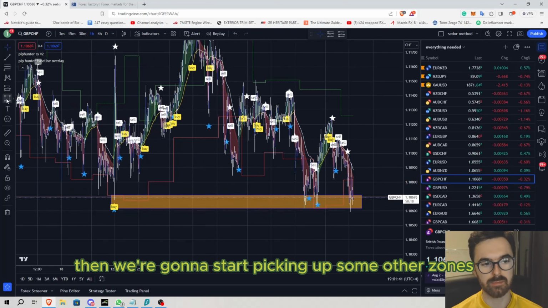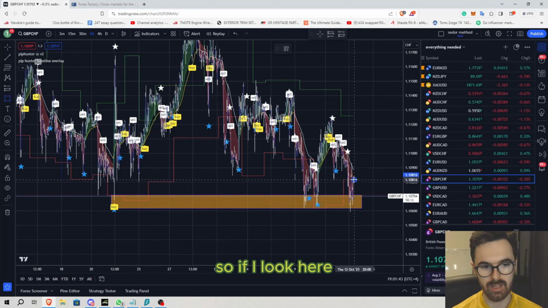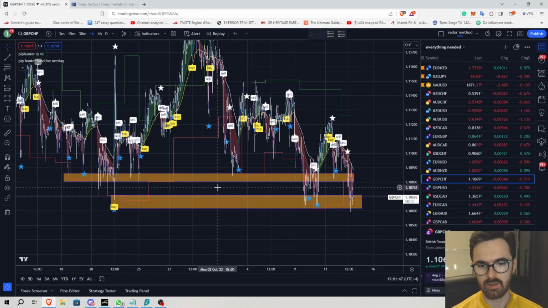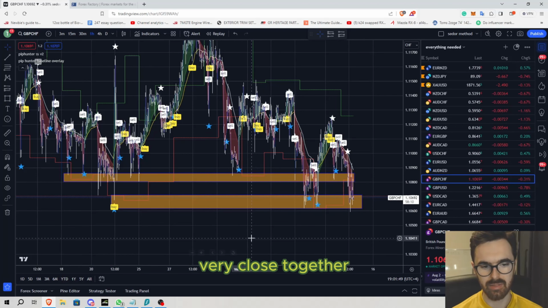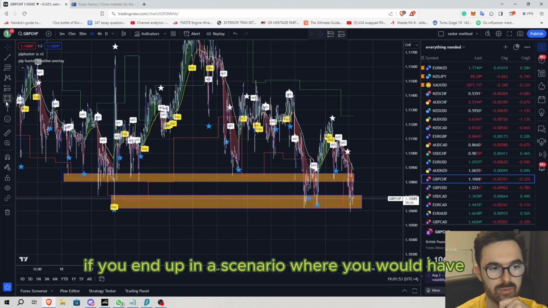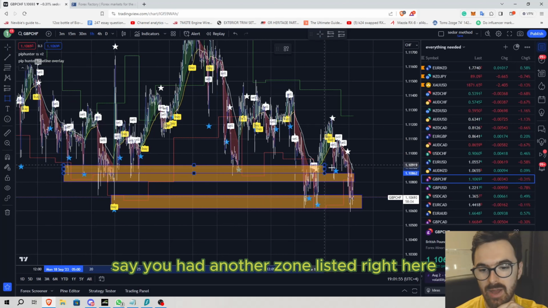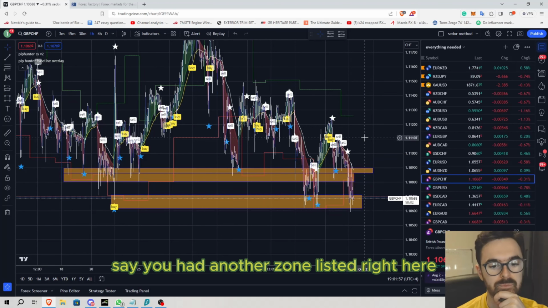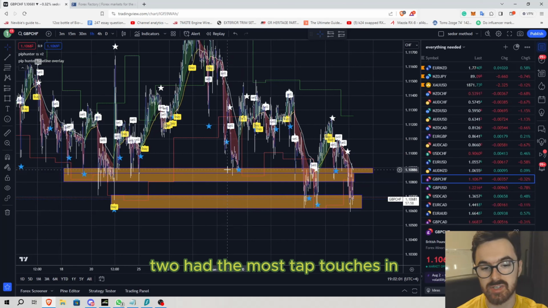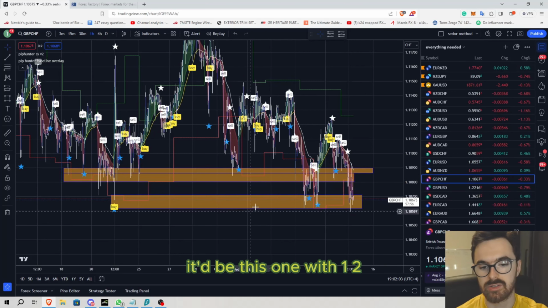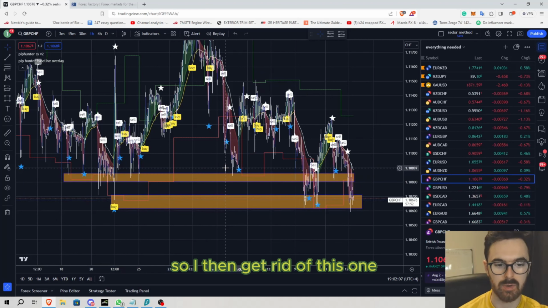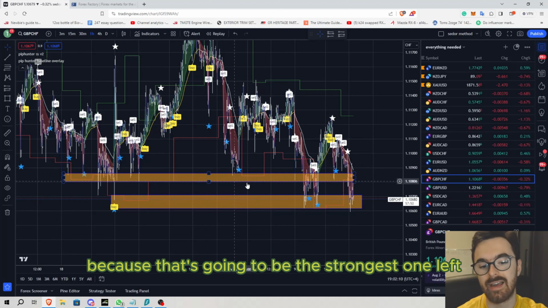Then we're going to start picking up some other zones. So if I look here, we can probably draw one through here, which is fine. Annoyingly, they are very close together. If you end up in a scenario where, and I'm just going to draw one on the screen, say you had another zone listed right here, I would pick whichever of these two had the most touches. In this case, it would be this one with 1, 2, 3, 4, where this one doesn't. So I would then get rid of this one because that's going to be the strongest zone left.